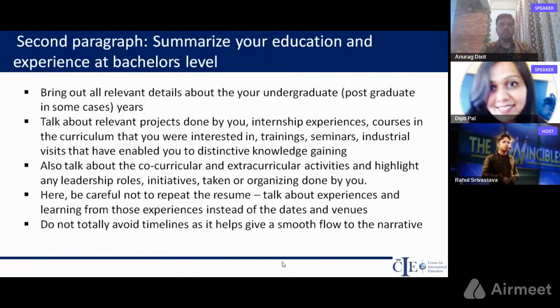Now if we come to the second paragraph, you essentially need to summarize your experience at the bachelor's level, your undergraduate degree. You have to bring out all the relevant details about your undergraduate degree. If you have also done a master's or a postgraduate degree or diploma, then you will talk about both your degrees, undergraduate and postgraduate.